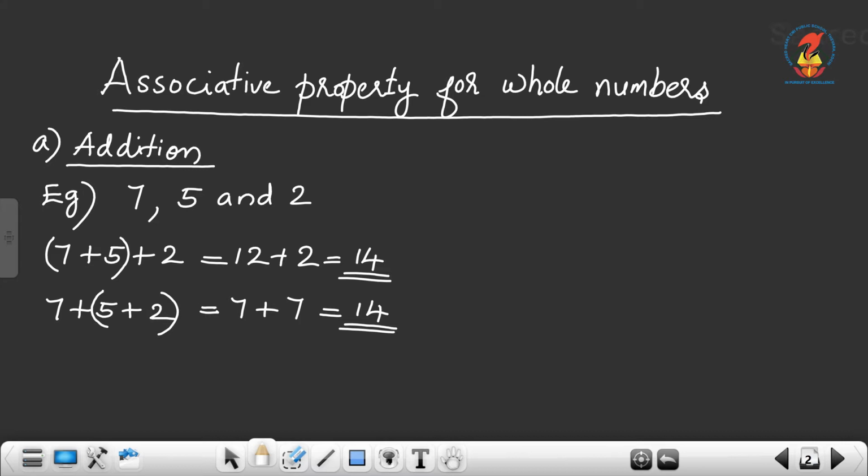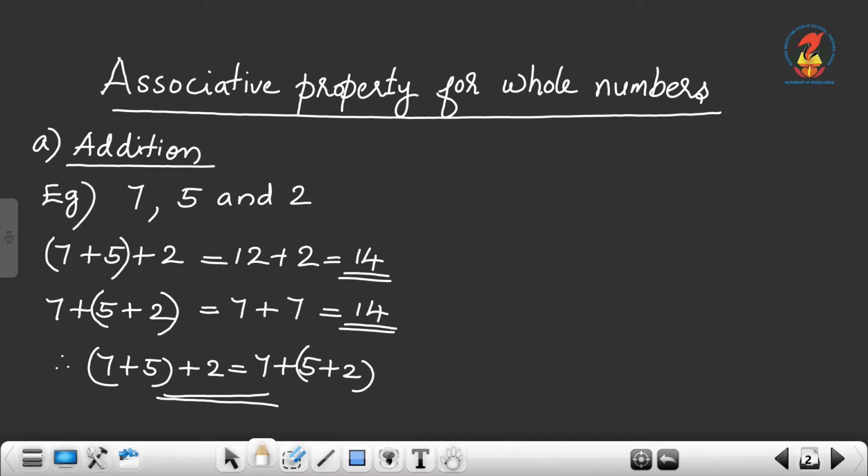Now, look at that. Here the groupings are different. First, we have to find the sum of 7 and 5, then add with the 2. In the second case, find the sum of 5 and 2, then add with the 7. In 2 cases, we can see that the sum remains the same. Therefore, (7 + 5) + 2 is equal to 7 + (5 + 2).